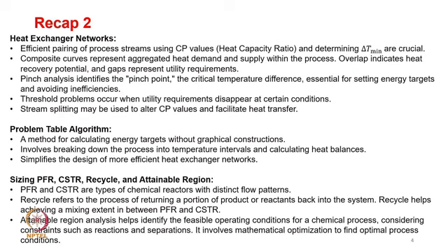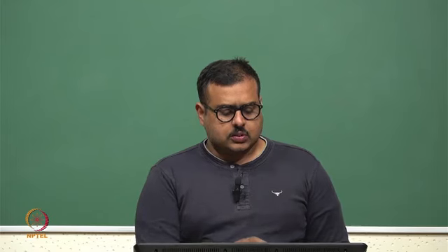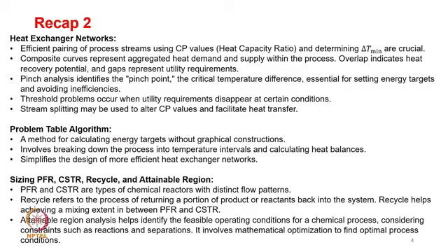And we also learned about threshold problems, when utility requirements disappear at certain conditions. We also talked about stream splitting using CP values. Then we learned about an algorithm known as the problem table algorithm, which is a method of calculating the energy targets without graphical construction.